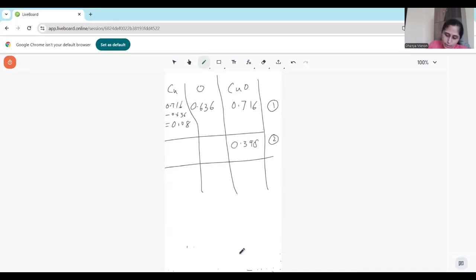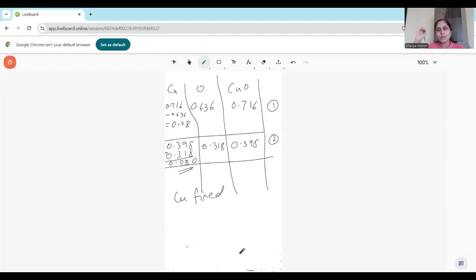And oxygen is 0.318. So how much is copper? Same way, 0.398 minus 0.318, you're getting 0.08, right? So which one is the fixed mass? Here it is clearly copper that is the fixed mass. You can see in both cases you have got 0.08.